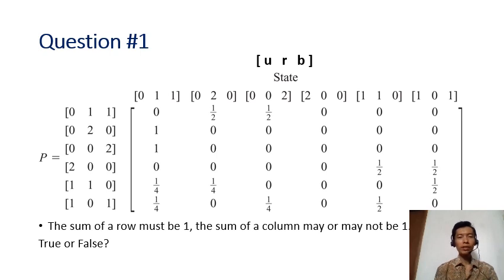I will give you the answer after the pause of the video. So given the probability matrix for the example of the balls in an urn, I say that the sum of a row must be 1. The sum of a column may or may not be 1. We don't really care about it. Is this statement true or false?